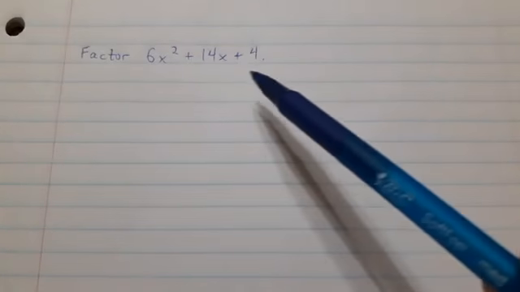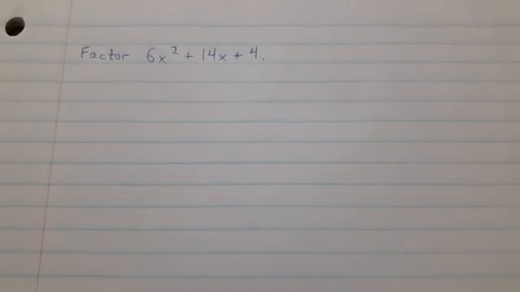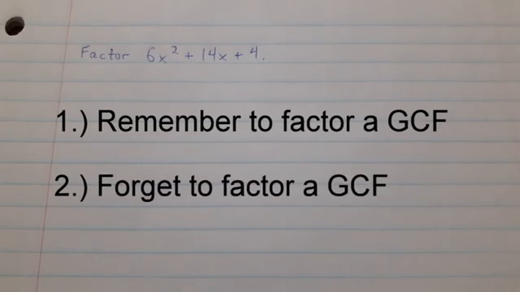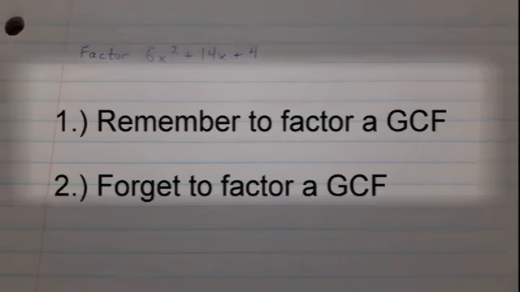Factor 6x squared plus 14x plus 4. We're going to do this problem two different ways. We'll see what happens when we remember to factor a GCF, and then we'll see how the answer changes if we forget to factor a GCF. Let's start with remembering a GCF.